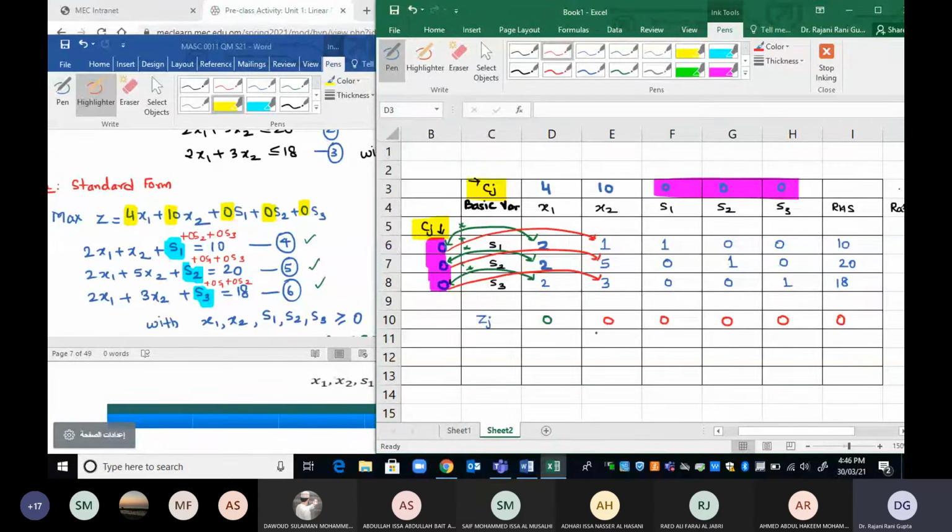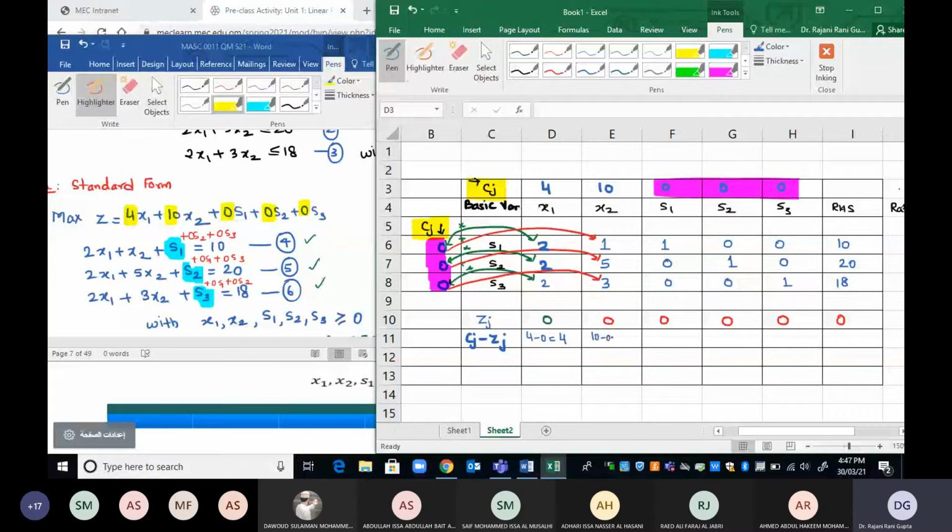Now, the next step is to calculate Cj minus Zj. I don't think you will find it difficult because you already have Cj here and this is the value of Zj. So it is 4 minus 0, which is 4. 10 minus 0 which is 10. 0 minus 0 is 0. 0 minus 0 is 0. 0 minus 0 is 0. Here we don't calculate for RHS.